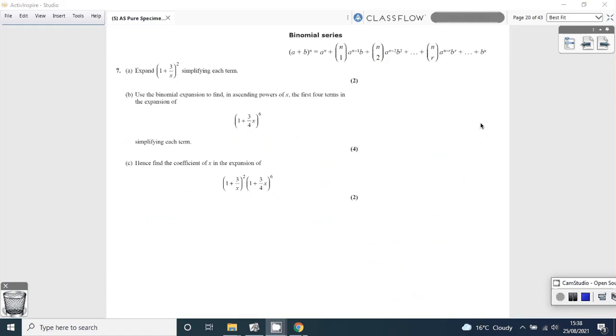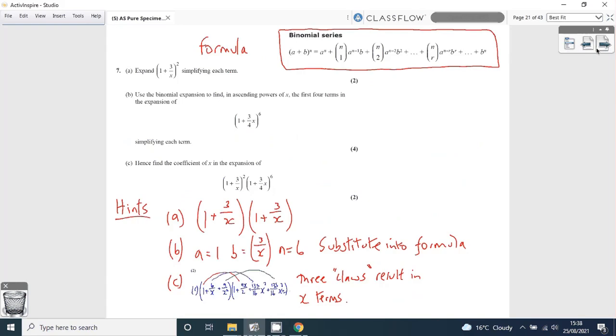Question 7. So pause the video now if you want to have a go before you see the hint. So the hint for this. So for part A, we've got to expand this all squared. So obviously it's the bracket times itself. So just process that doing the four claws.